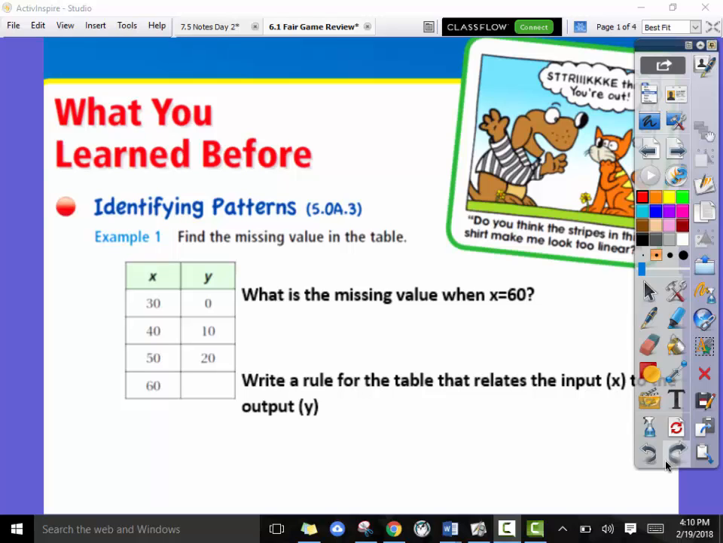Okay, this is the Unit 6 Fair Game Review notes, which means this should be review. We're going to look at X and Y tables and then writing rules from tables. So it says you're looking for patterns and you need to find the missing value in the table.